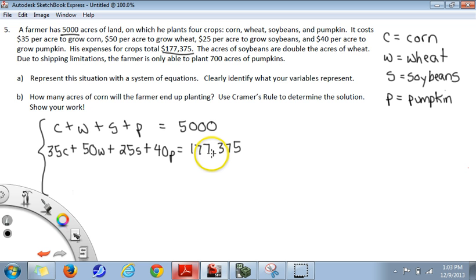Then they give us a relationship to work with. It says the soybeans are double the acres of wheat. So we take the acres of wheat and double them, and the result of that gives us the soybeans. Now, in order to put this rule into my system and have everything line up correctly, I need to go ahead and write this rule so that all the variables are on one side and constants are on the other. So I'm going to go ahead and subtract 2w from both sides.